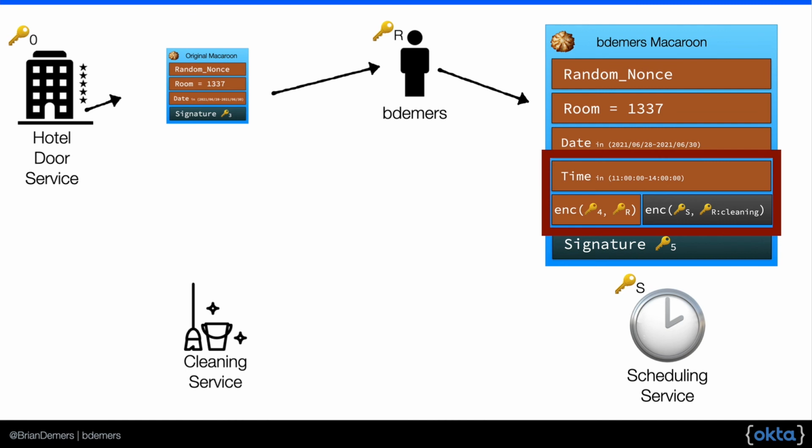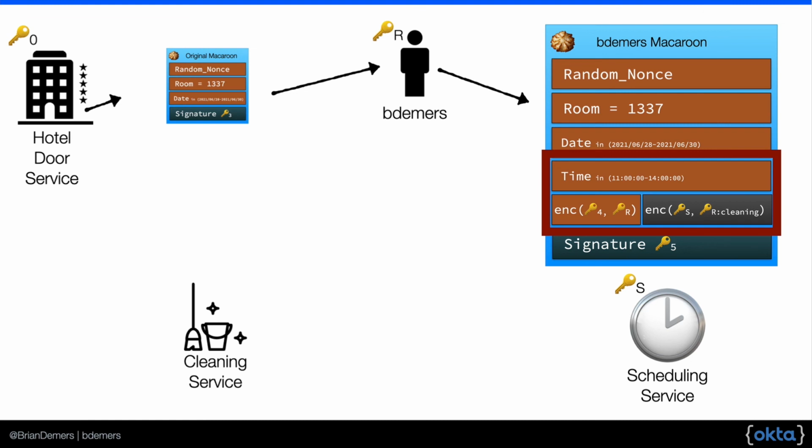So I'm going to encrypt my key, key R, using the previous signature. Now only the door service can get access to that. And I'm going to do it again, but this time I'm going to use the public key of the scheduling service, and I'll also add some metadata about the cleaning service. So now both the hotel door service and the scheduling service have access to my key R.